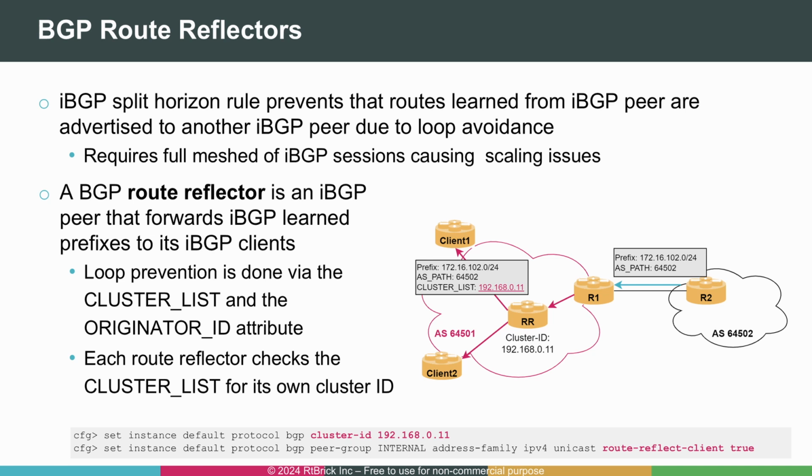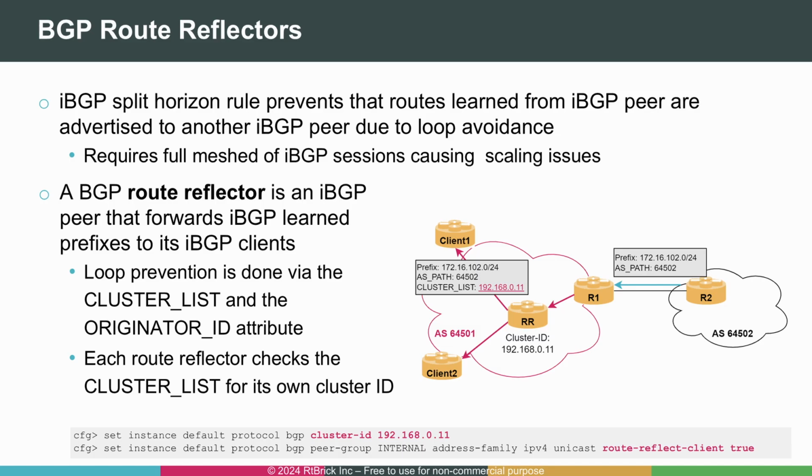To address this, RFC 4456 introduces the concept of route reflectors. A route reflector has two types of internal BGP neighbors, clients and non-clients. It breaks the split horizon rule by advertising IBGP learned routes to all of its clients and by advertising routes learned from its clients to all other IBGP peers.